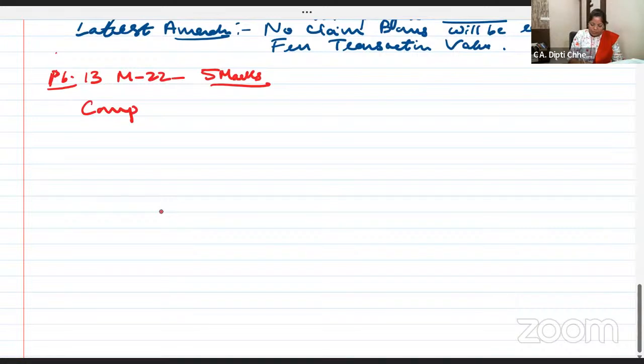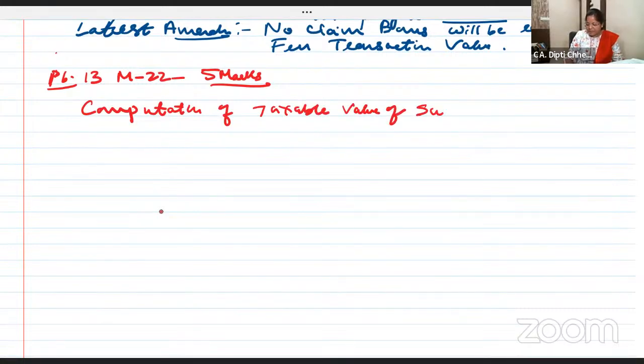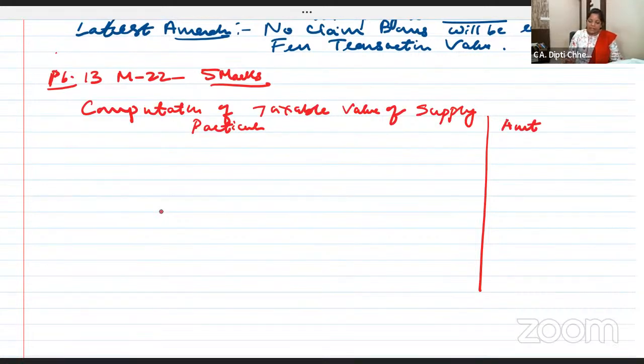Okay, we have to do computation of taxable value of supply. Okay, particulars and amount. Clear to all of you? You all are having the printout, then put your left hand and read it the way I was reading. If you're not having it, then write.